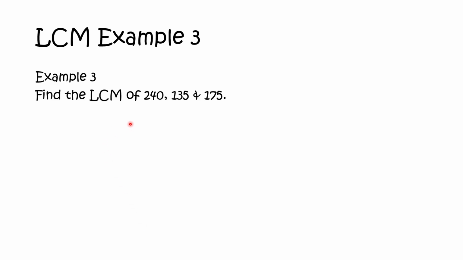Right, so for example 3, we find the LCM of 240, 135, and 175. Right, so we find the prime factors of each number individually. For 240, we divide by 2, we get 120, by 2, we get 60, by 2, we get 30, by 2, we get 15. By 3, we get 5. By 5, we get 1.